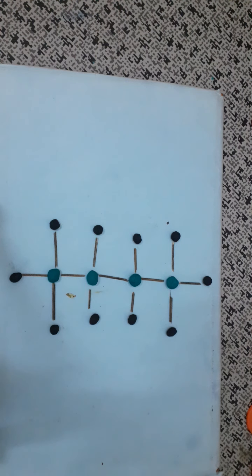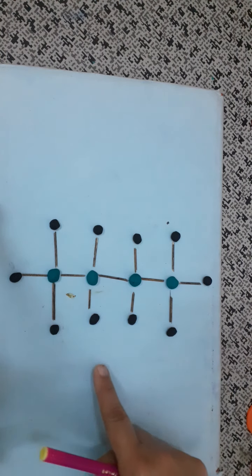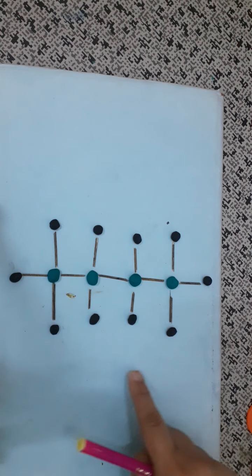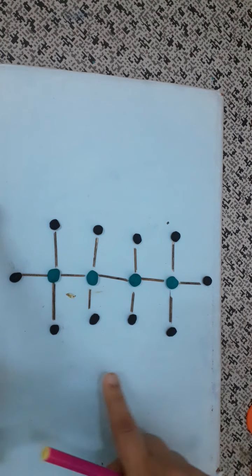Good morning, children. Let us continue our topic, the structure of hydrocarbons. In the previous session we discussed the structural formula and the condensed formula. Now, in front of you, you are able to see some structure. I hope you must have guessed whose structure this is. So how do we identify it?